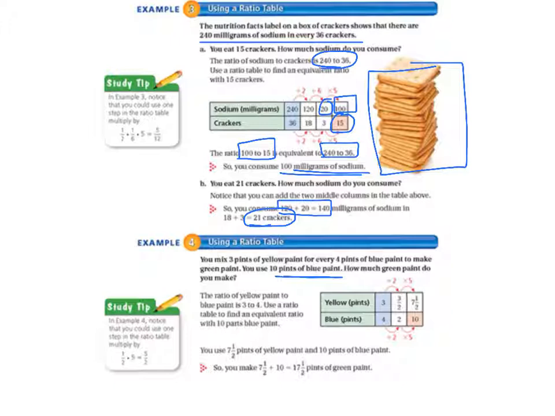So we are going to divide 3 by 2, which gives us a fraction, and 4 by 2, which gives us 2 pints of blue paint. And then we're going to take that and multiply by 5 because we want to have 10 pints of blue paint. And when we do that, we end up with 7 1/2 pints of yellow paint. So we make 17 1/2 pints of green paint because that's the yellow paint and the blue paint combined.